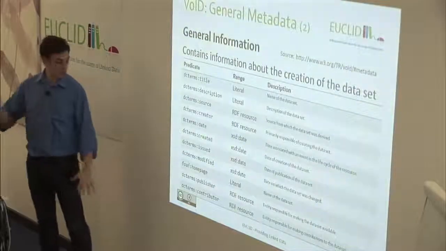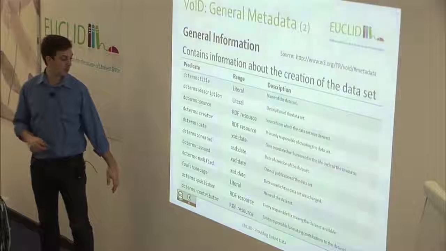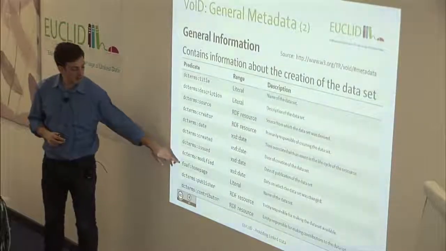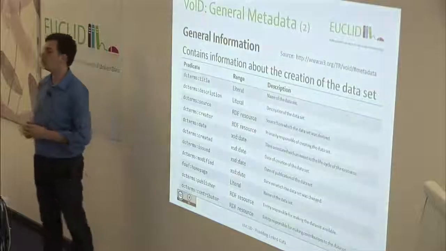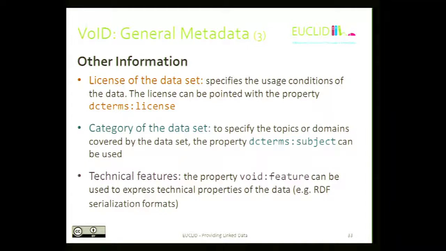And then we use FOAF in combination with DC to give that information about contacting people. So as well as the creator, there might be a home page, there might be a publisher, and a contributor. Okay, so as I said, license is an important one there, and Dublin Core will let us point at a license, just like, for instance, the Euclid material is made available under a Creative Commons with attribution license. We can categorize the data set using subject to point at the subject area that's covered in the data.